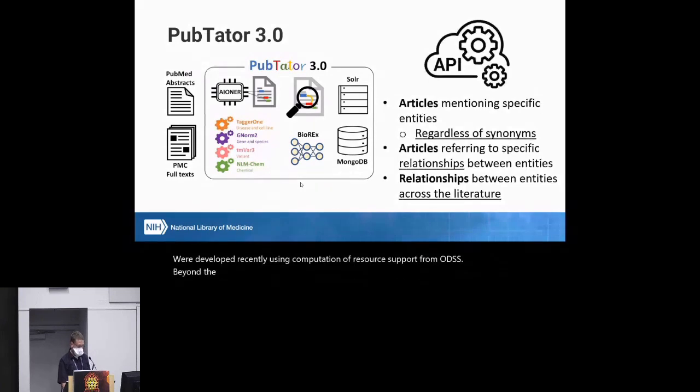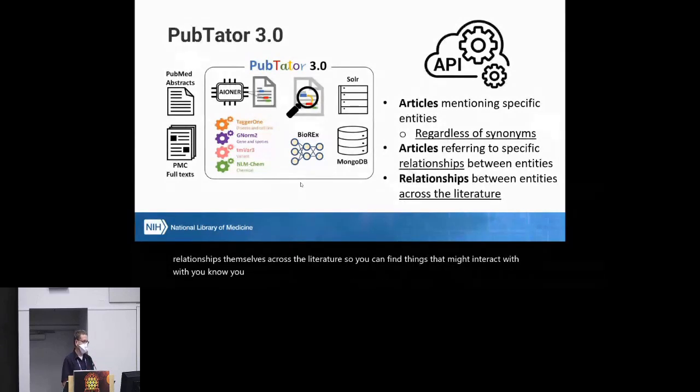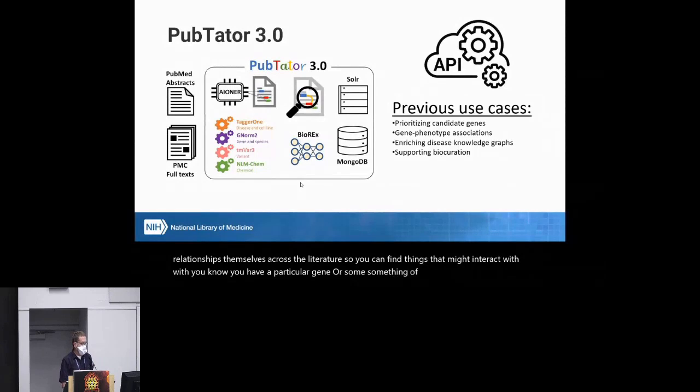Beyond the online interface, the PubTator API allows researchers to programmatically search for articles mentioning specific entities, regardless of the word that the authors used to mention it, also specific relationships. And really interestingly, it allows you to search the relationships themselves across the literature, so you can find things that might interact with a particular gene or something of interest. The previous API for PubTator has served over 1 billion requests over a large variety of different research use cases.